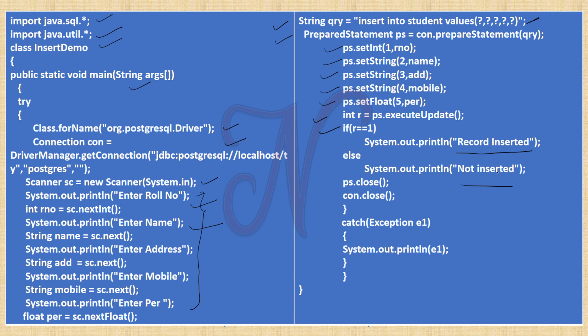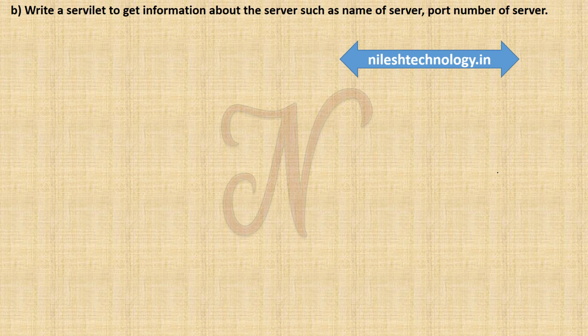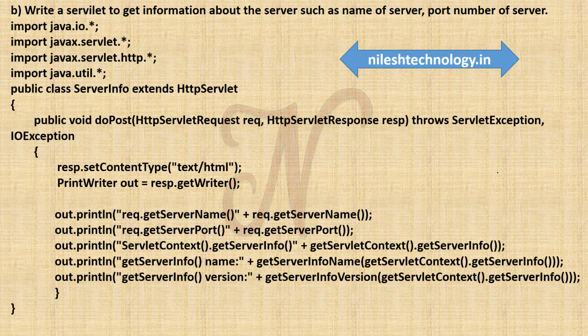Going to the next question: write a servlet to get information about the server, such as the name of the server and port number of the server. This is the one program. Here we import some packages: the io package, servlet, http, util. This is your class, extending HttpServlet. Here we define one doPost method. doPost or doGet are the two methods of a servlet; use any one.